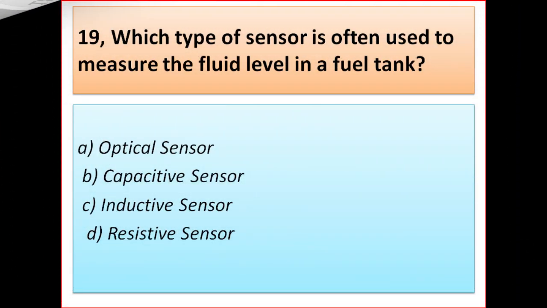19. Which type of sensor is often used to measure the fluid level in a fuel tank? A. Optical sensor. B. Capacitive sensor. C. Inductive sensor. D. Resistive sensor.